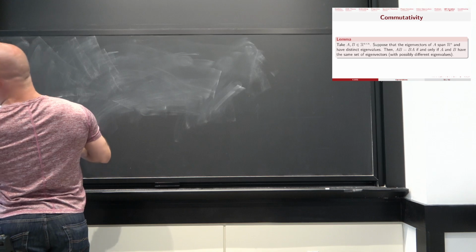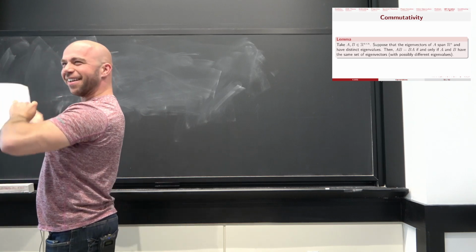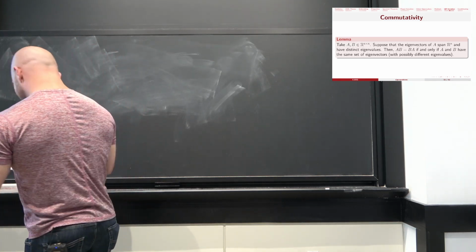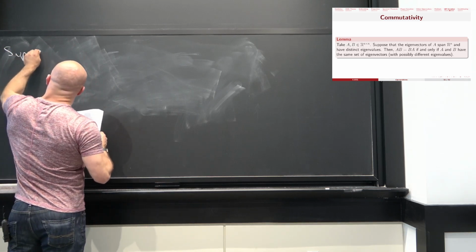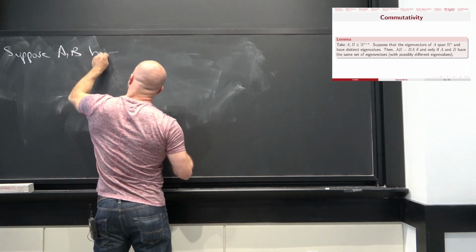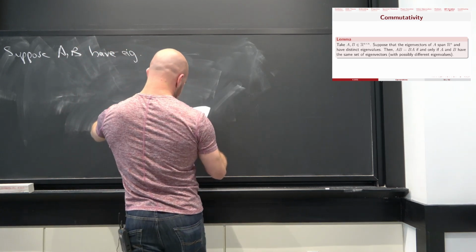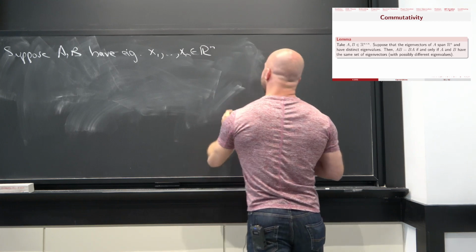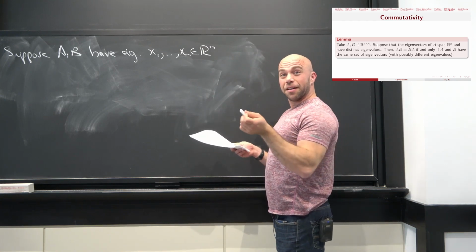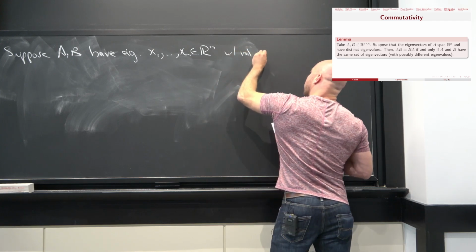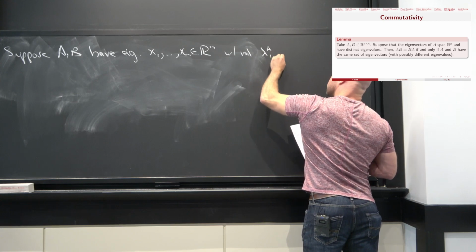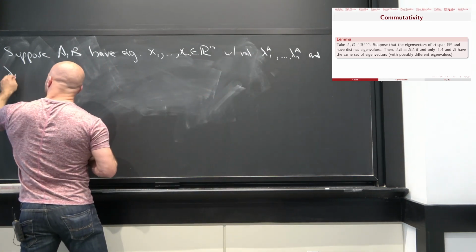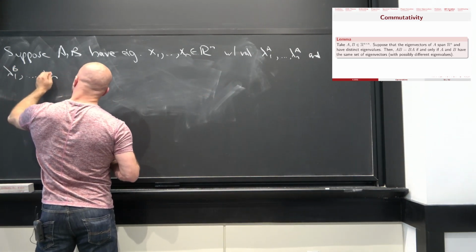Okay, let's go the forward direction first. The reverse direction, the way I stated it here, is the forward direction in my notes. So suppose that they have the same eigenvectors. Let's show that they commute. Suppose A and B have eigenvectors, we'll call them x1 to xn. These are in Rn. But remember, they may have different eigenvalues, so we're going to have to distinguish: eigenvalues lambda 1 A through lambda n A, and lambda 1 B through lambda n B.